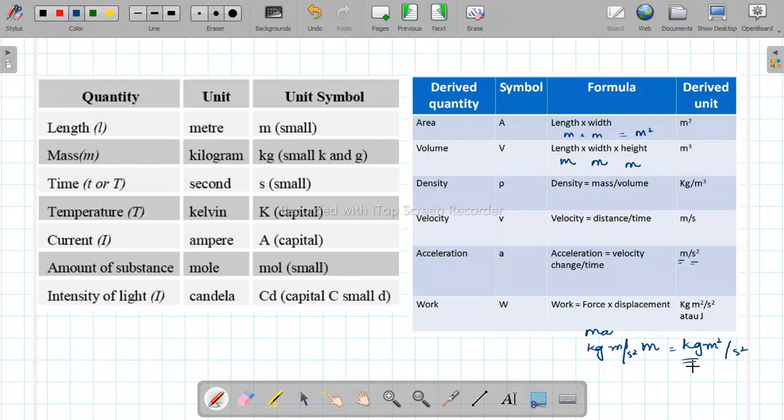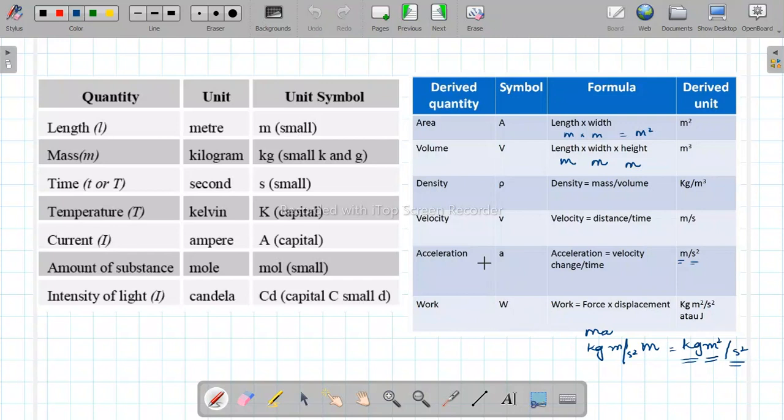Kilogram is mass ka unit. Mass is a base physical quantity. Meter is the unit for length. Length is a base physical quantity. Second is the unit for time. Time is a base physical quantity. So work ka unit is altogether the combination of more than one base physical quantities ka units. Therefore, we say this work is a derived physical quantity.